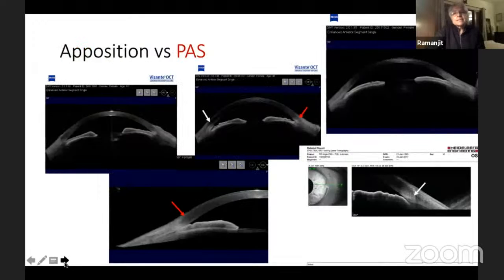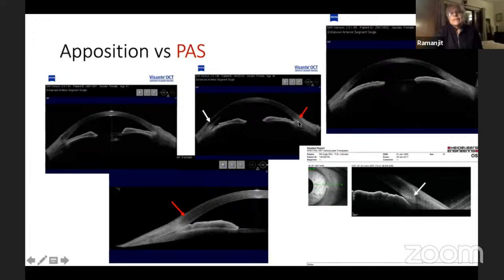The second thing, as Dr. Tanuj was saying, is we want to be able to differentiate apposition from actual synechiae. So if you look at these pictures, you can see I've drawn a white arrow and a red arrow, and you can see that the white arrow is actually just a bowing of the iris, and you cannot see the extreme periphery, and there is still a very narrow recess which is open. This, when looked at gonioscopically, very often looks like apposition.